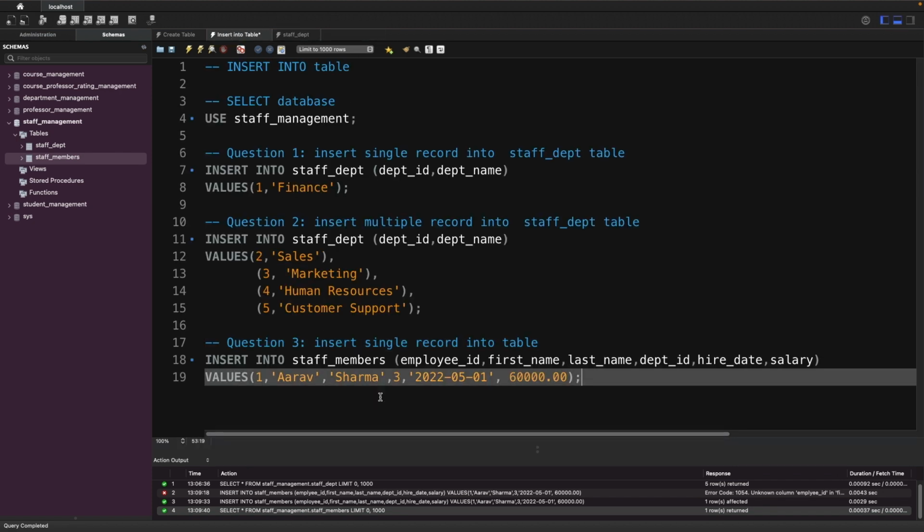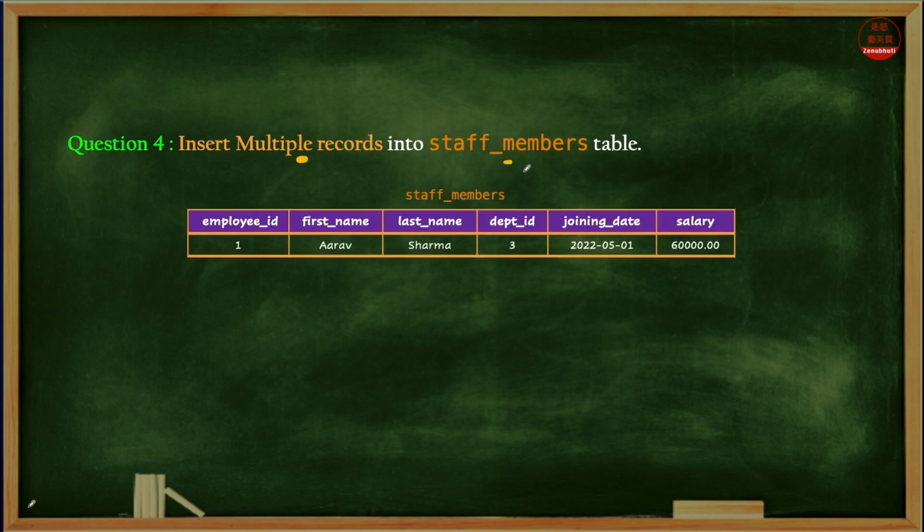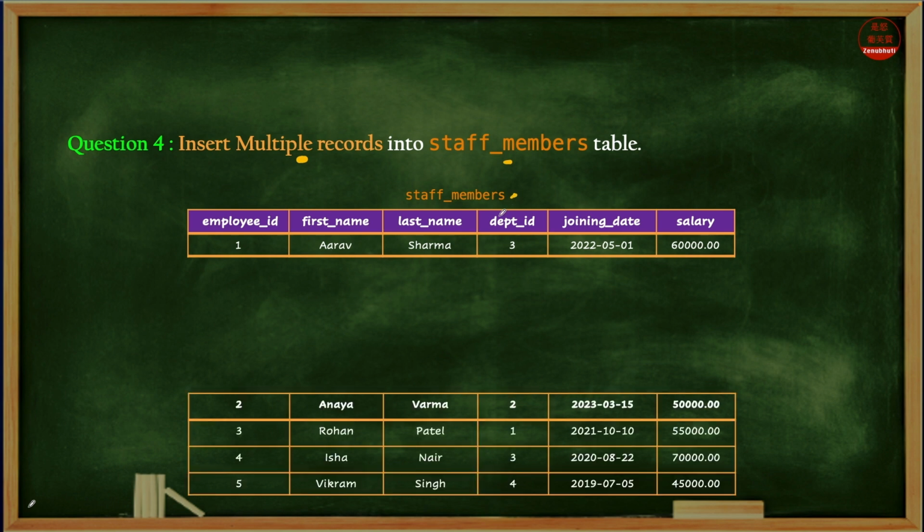Now I can add a few more records. Question number 4 is we are going to add multiple records to a staff member table. This is your staff member table, and we are going to add all these values, 4 values, or I will say 4 records to staff member table.